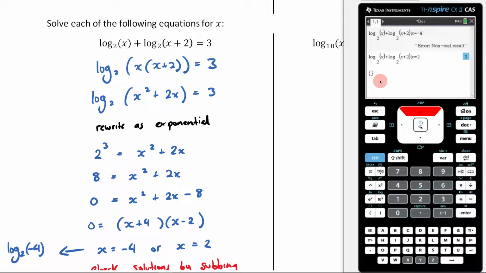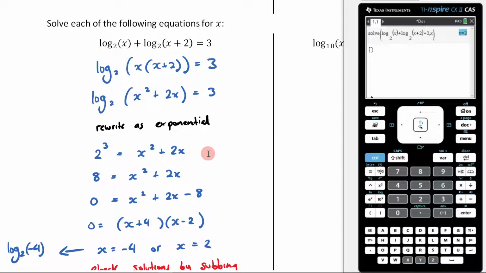Also, you can solve this with your CAS from the very beginning. So we could go menu 3, 1. I shouldn't have gotten rid of it, because now I'm going to have to type it out again. Oh well. Log 2 of x plus log 2 of x plus 2 is equal to 3. Solve it for x, and it's going to tell me that my answer is x is equal to 2.